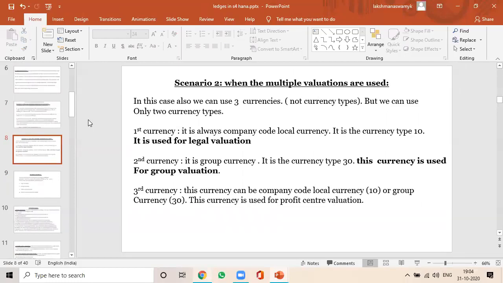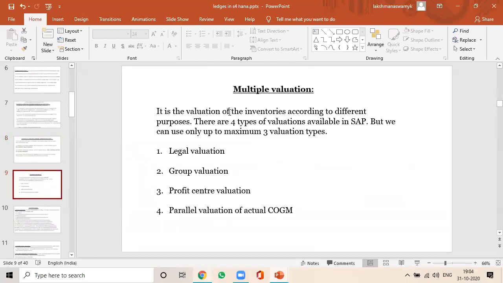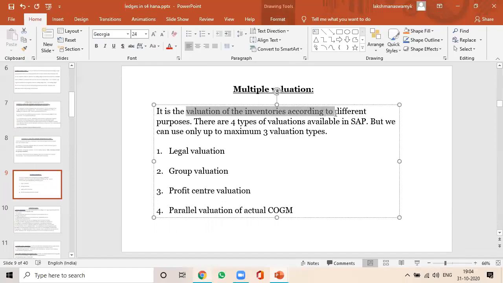So what is multiple valuations? First, let us try to understand what is multiple valuations. Then we will see what are the currencies you can use when the multiple valuations are used and when the multiple valuations are not used. Okay. So it is the valuation of inventories mainly, right? Multiple valuations are based on the valuation of inventories defined according to different purposes. It is the valuation of inventories according to different purposes.